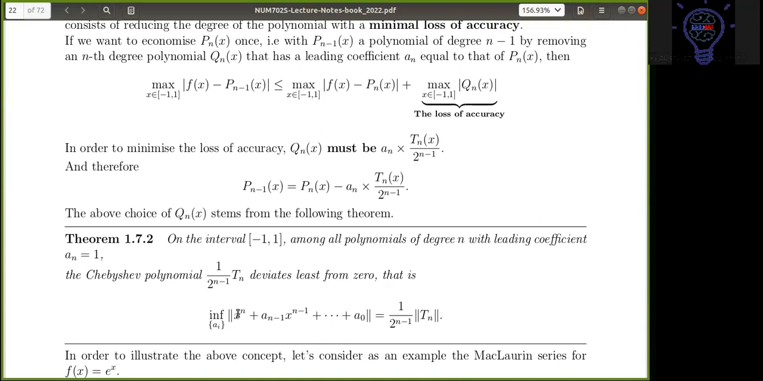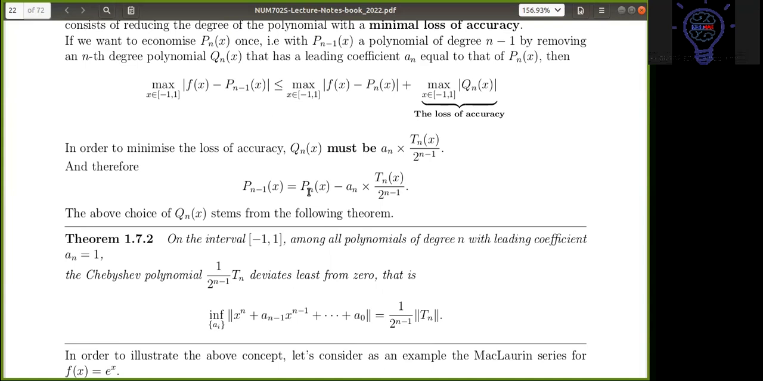In other words, if we multiply this monic polynomial by an, therefore the infimum of all polynomials, no longer monic but including the leading coefficient an, will be given by Qn, whereby we multiply this by an. So this is how we define our Pn minus 1. From Pn, we will subtract an into Tn by 2 to the n minus 1. So this is how we'll be economizing our power series once.